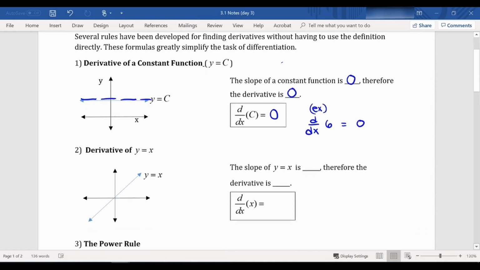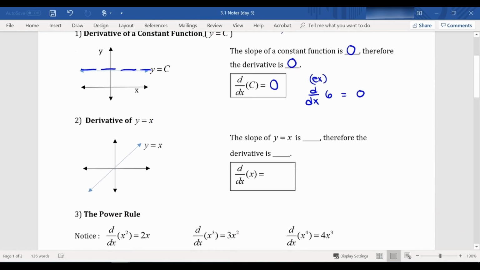Okay? If I have some value x as my function, that's a straight line, and the slope of this straight line is 1. Therefore, if I draw tangent lines anywhere along this line, those will also have a slope of 1. So the derivative of x is just 1. Another way of writing this is if f of x is equal to x, f prime of x is equal to 1.